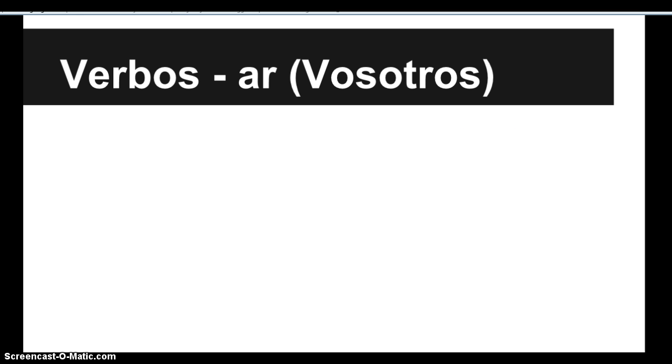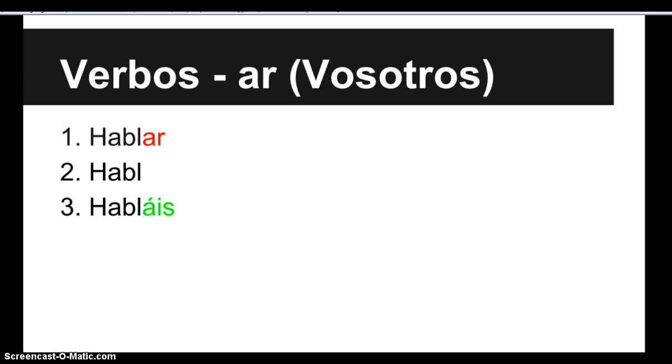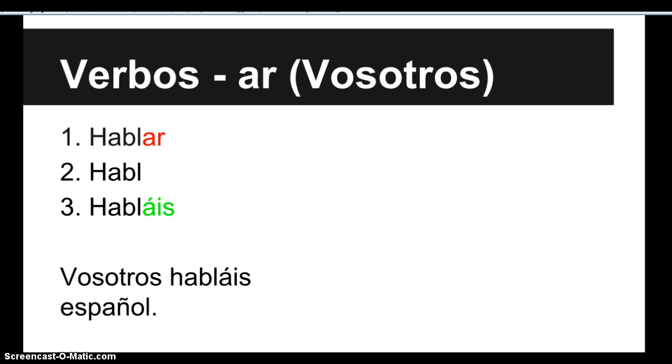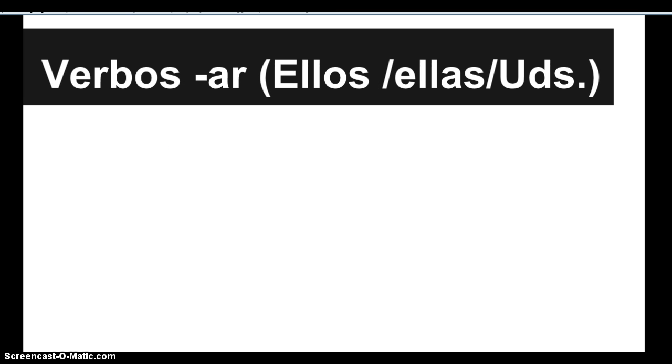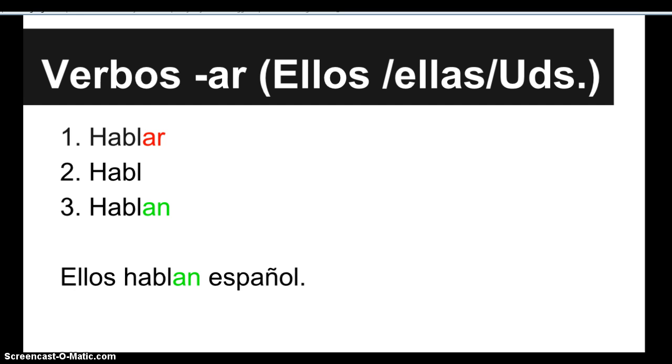And we have vosotros. Remember that is used in Spain. And we have hablar, adios AR, habláis. Notice this one has an accent mark on the A. Very important. So if you're using the vosotros, the accent mark needs to be on la letra A. So vosotros habláis español. So the special ending is áis. And then al final, ellos, ellas, ustedes, hablar, adios AR, hablan. Ellos hablan español. Special ending, an. So we have o, as, a, amos, áis, an.